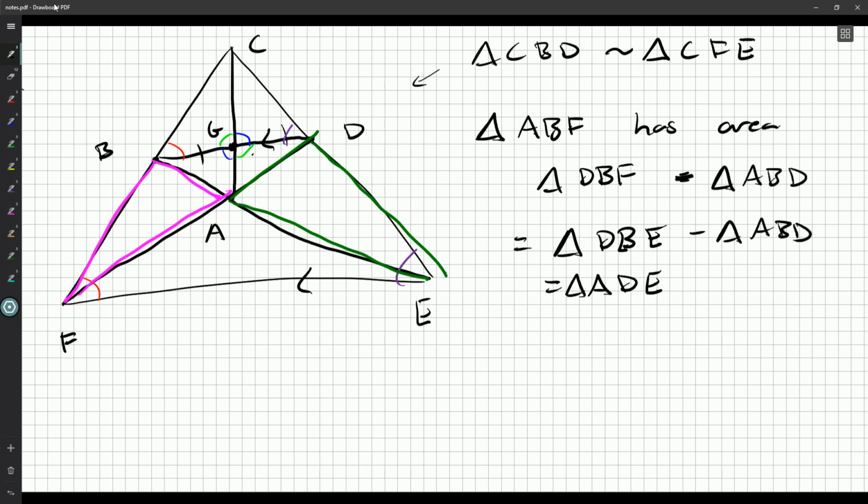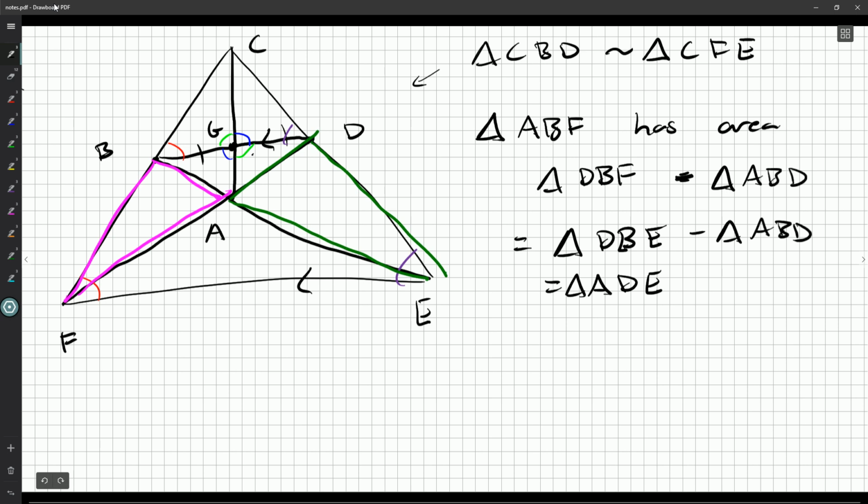But we're sort of getting away from BGD. It'd be really nice if I could do something with BGD. But I'm not entirely sure what. Now the pink triangle and the green triangle, they are the same area. So what could we do? And what could we do to try and get back to the big triangle?